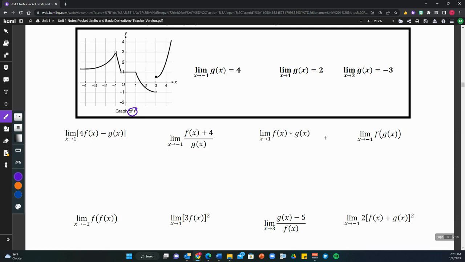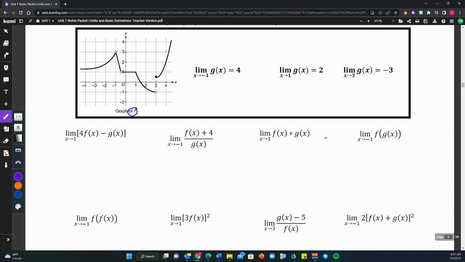So we're just going to go through and use the properties to help us along the way. Even though the properties are listed individually, we can combine any of those that we want to, just like you can combine multiple operations to create one function. So for this first expression, we want the limit as x approaches 1 of 4 times f of x minus g of x. Every time we do this, we are using these properties, but we don't have to rewrite them every single time.